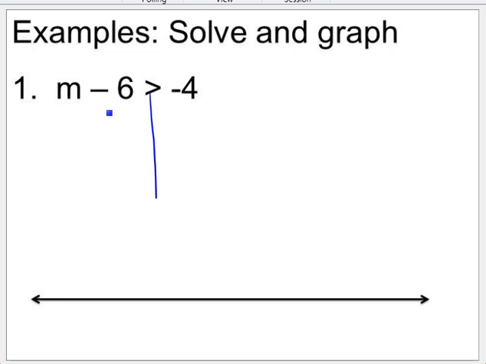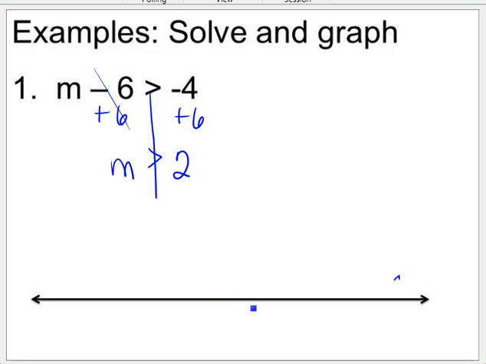The opposite of a plus 6 or a minus 6 is plus 6, so I'm going to add 6 to both sides. That does create that 0 that we always talk about, and we're going to end up with m is greater than 2. We just carry the sign down. We're not flipping it around because we're not dividing or multiplying by a negative.